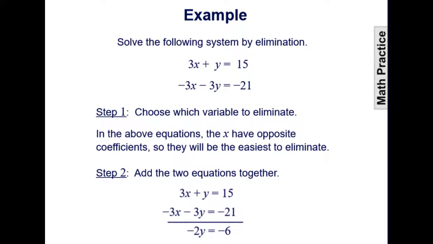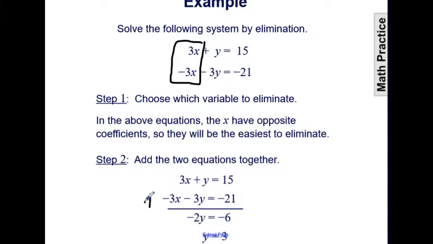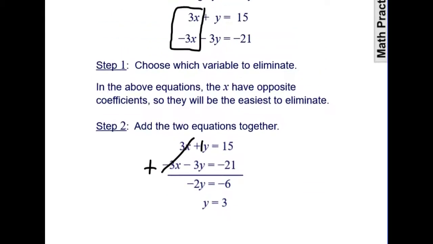Now let's look at another example. It says solve the following system by elimination. So again, 3x plus y equals 15 and negative 3x minus 3y equals negative 21. I'm looking for opposite coefficients or the same. Here the x terms have opposite coefficients, 3 and negative 3. They'll be the easiest to eliminate. When we add the two equations together, they go away. Then 1 minus 3 gives us negative 2y, and 15 plus negative 21 is negative 6, making our answer y equals 3.